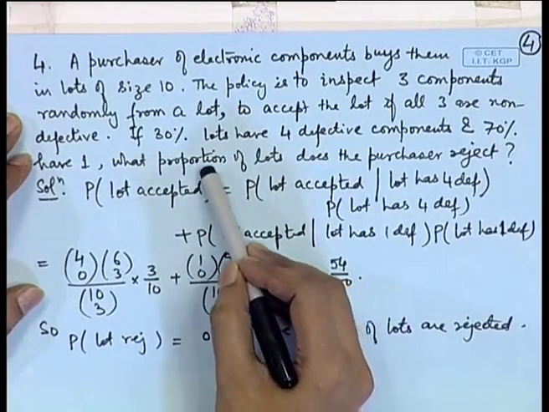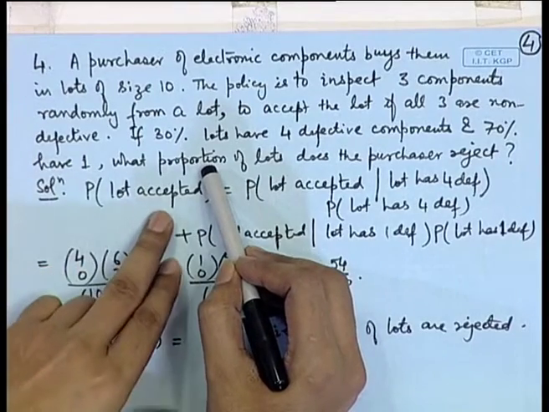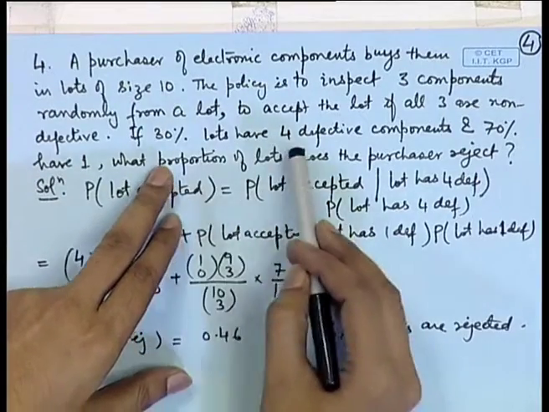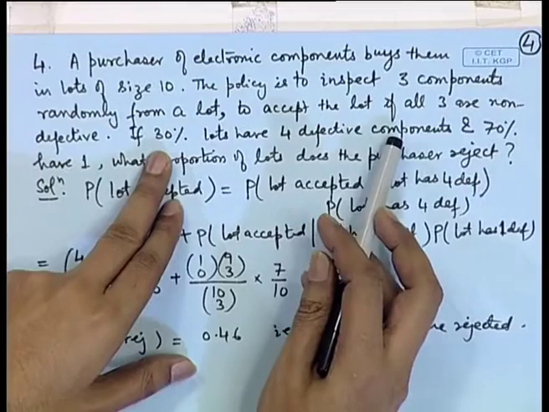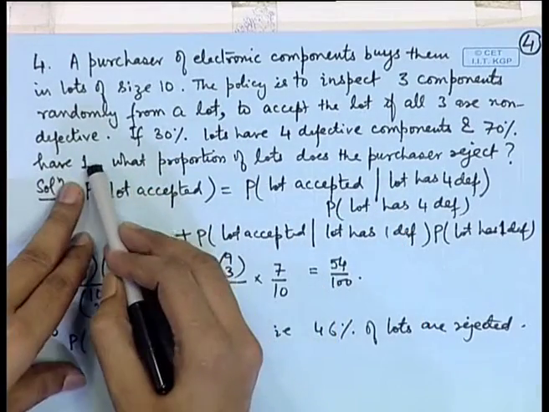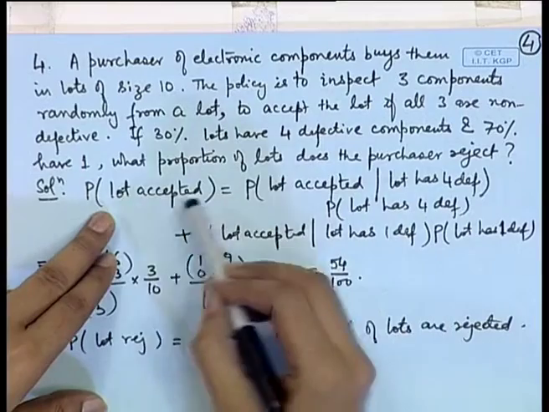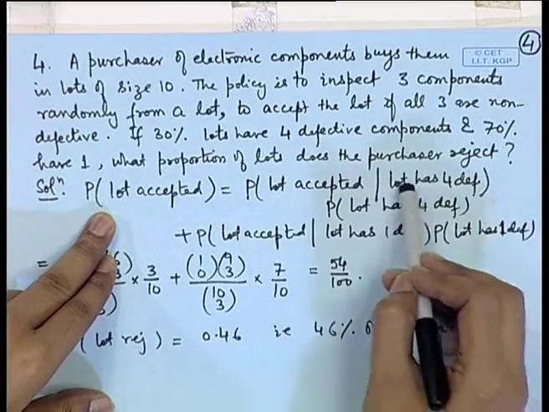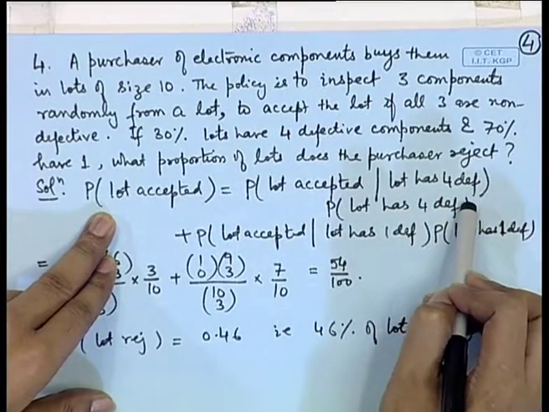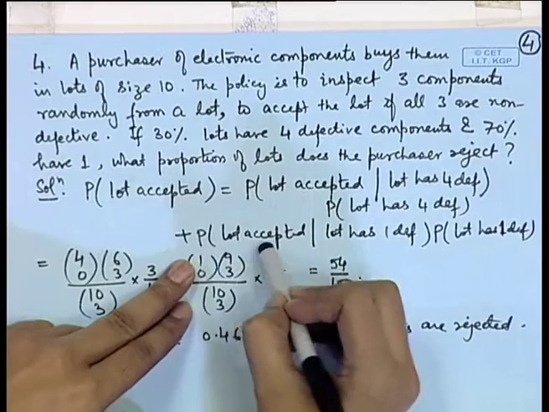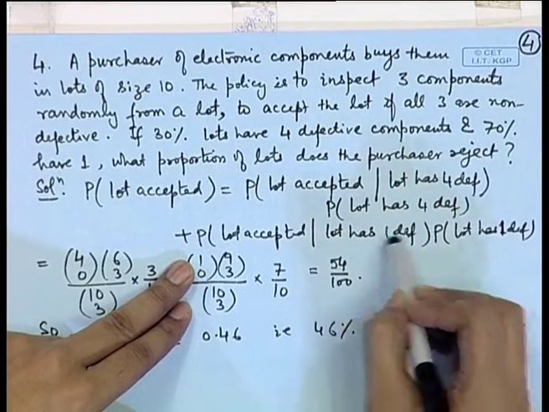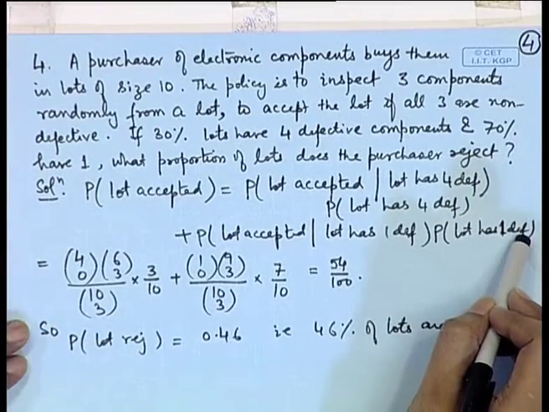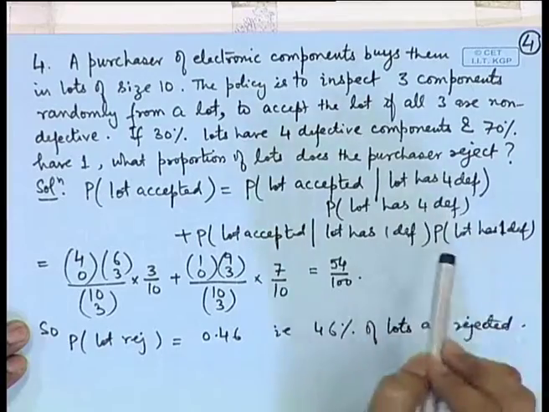Now, this is conditional upon 2 types of possibilities, that the lot has come from the set where 4 defective components are there or where 1 defective component is there. So, we can apply the theorem of total probability. The probability that the lot is accepted given that the lot has 4 defectives into the probability that the lot has 4 defective, plus probability that lot is accepted given that lot has 1 defective multiplied by probability that lot has 1 defective. Now, we evaluate these probabilities.